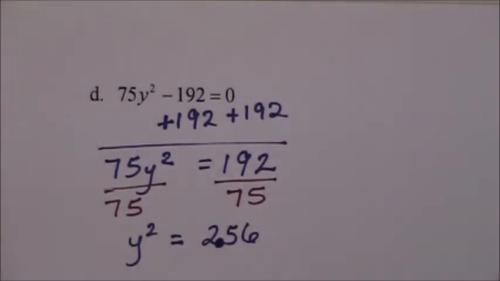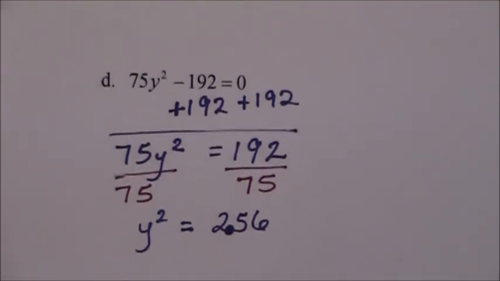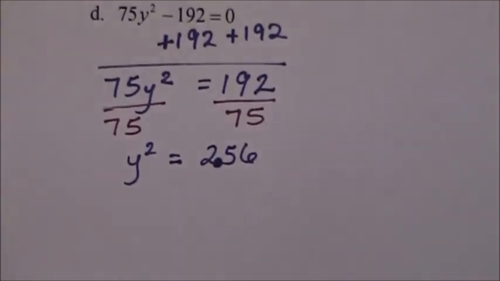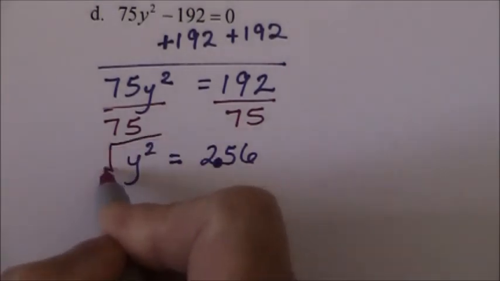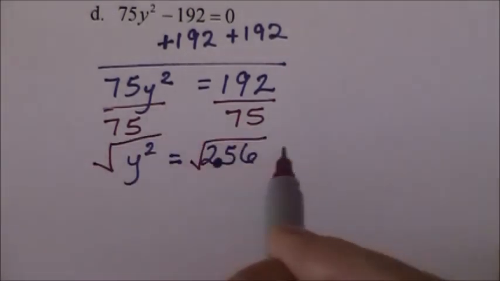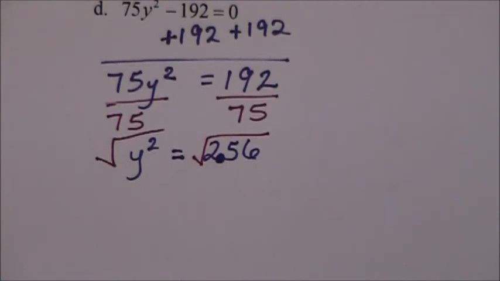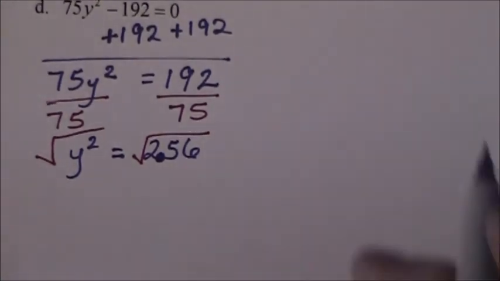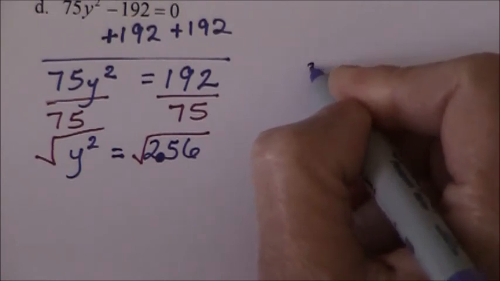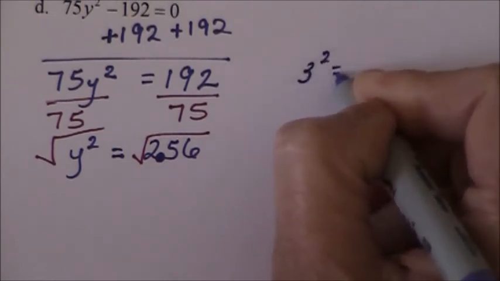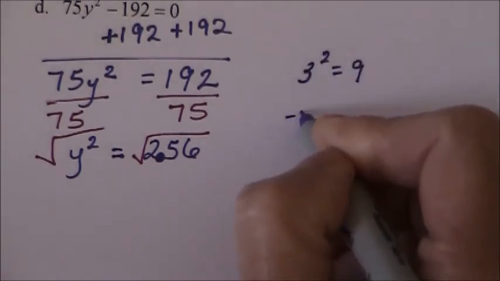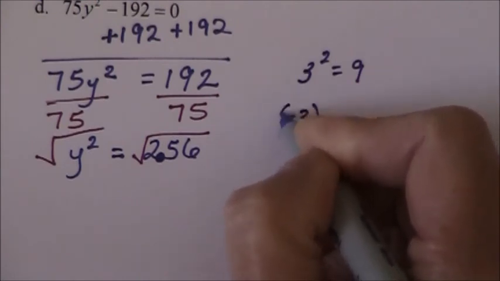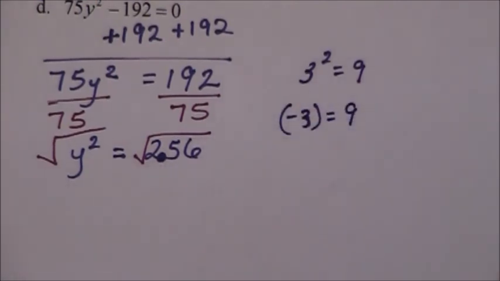Now, we have to get rid of that exponent of 2. We recall the opposite of squaring is to square root. So we are going to square root both sides. Now, as we go to square root that, thinking about what we know about numbers already, we know that 3 squared is equal to 9. We also know that negative 3 squared is equal to 9.